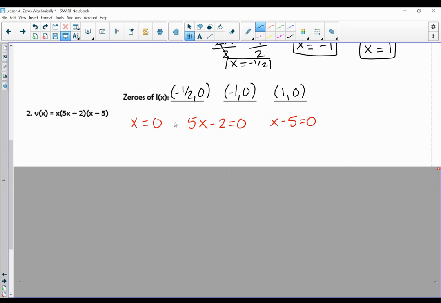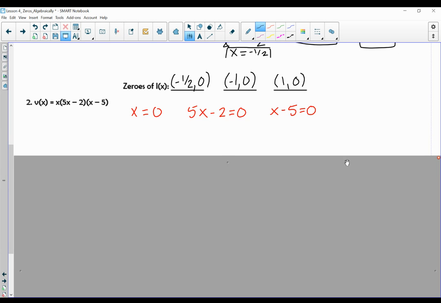Next one. Again, I already set them equal to 0. This one's finished. X equals 0, boom, automatically done. The one all the way to the right is a one-step equation, so I just add 5 to both sides, and I get x equals 5. Boom, done. The middle one is, again, a two-step equation, so I have to add, because negative 2 plus 2 is 0, so that cancels. And I get 5x equals 2.